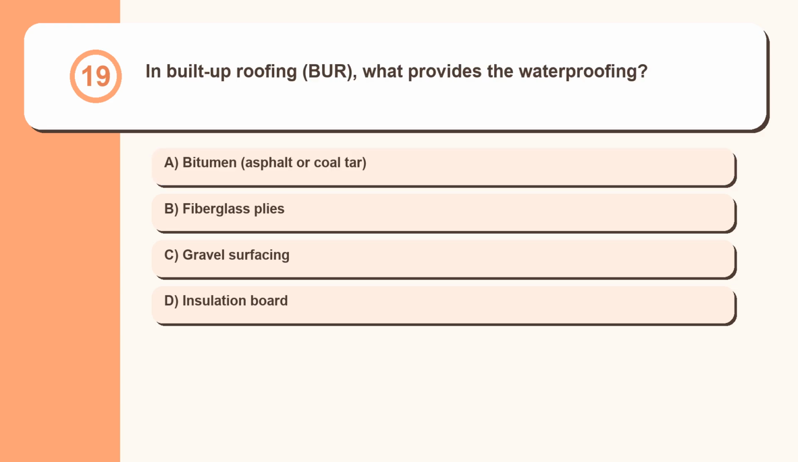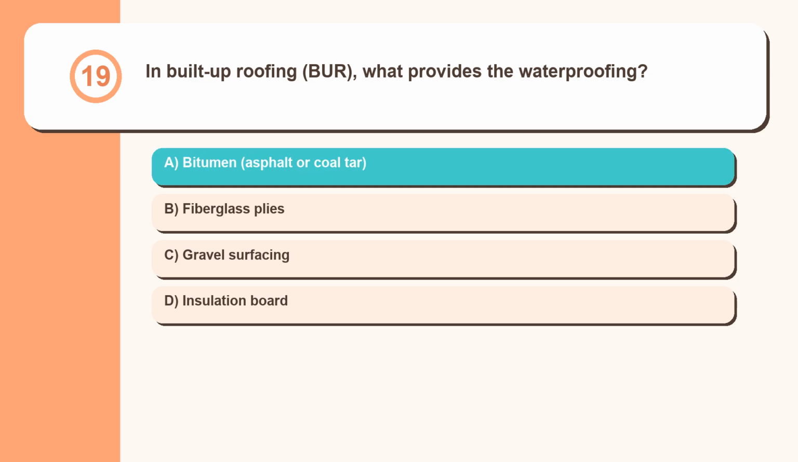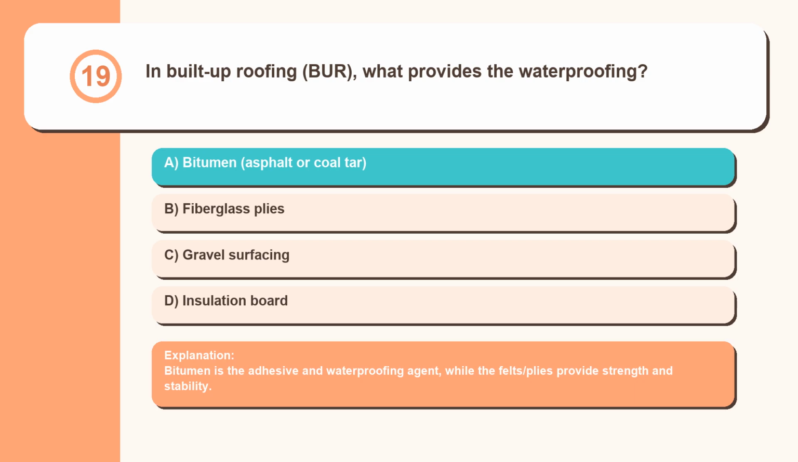Question 19. In built-up roofing, what provides the waterproofing? Bitumen, asphalt or coal tar, fiberglass plies, gravel surfacing, insulation board. Bitumen is the adhesive and waterproofing agent, while the felt/plies provide strength and stability.